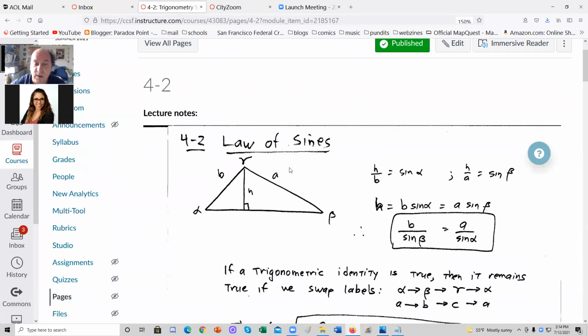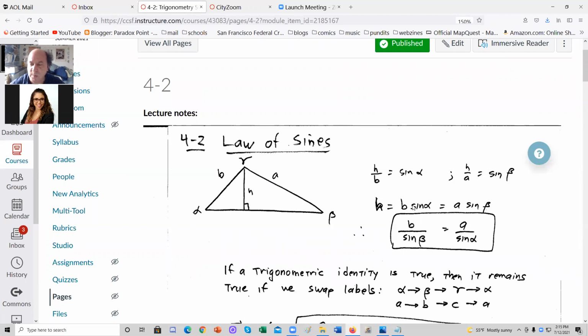We start off with a triangle with sides A, B, and C. Opposite side A is angle alpha, opposite B is angle beta, and here's angle gamma. There's a height H, a perpendicular. We drop a perpendicular for this altitude of H. H over B is opposite over hypotenuse for alpha, so H over B is sine of alpha. H over A likewise is sine of beta, opposite over hypotenuse for beta.